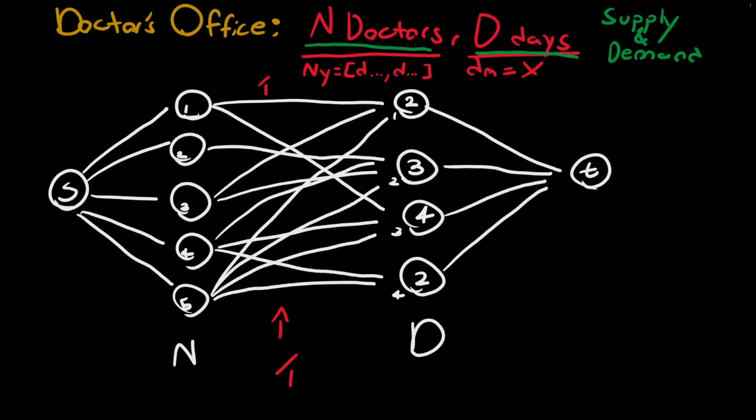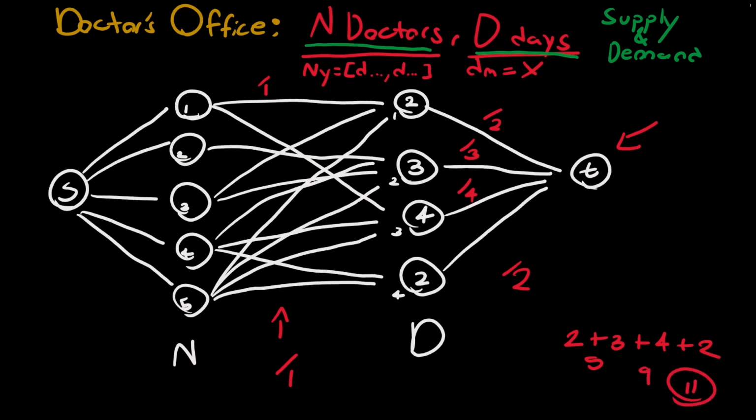We're going to put 2 here, reflecting the need for that day. So we're going to have capacity 4, capacity 3, and capacity 2. And we're going to look to see by the end, do we have a flow that satisfies 2 plus 3 plus 4 plus 2? So we get 5, and 4, 9, and 2, 11. Can we find something that satisfies 11? Are we going to have a flow of 11?